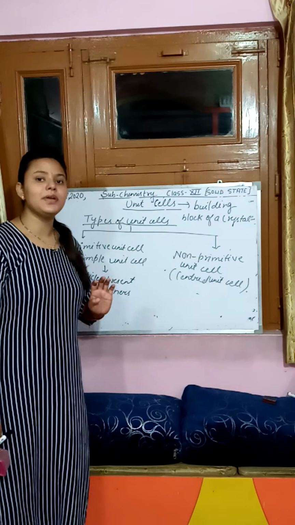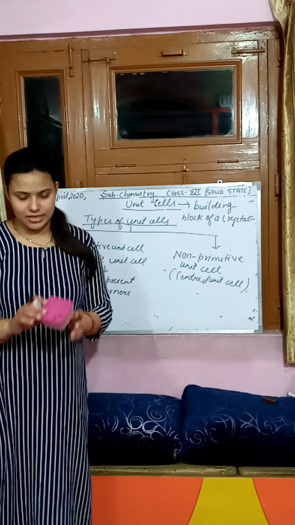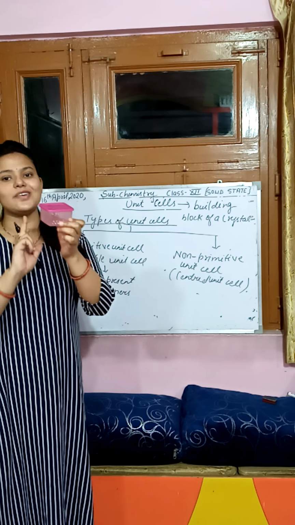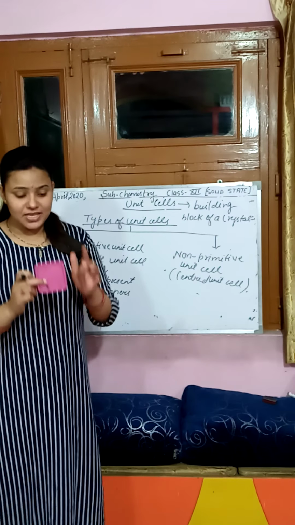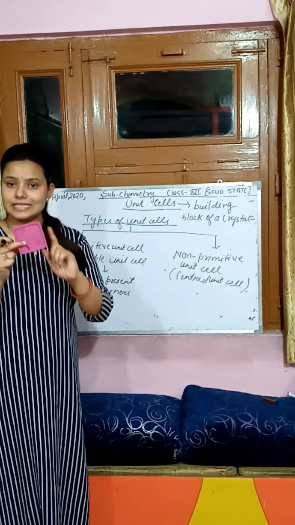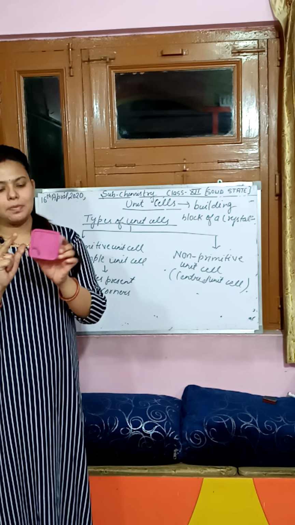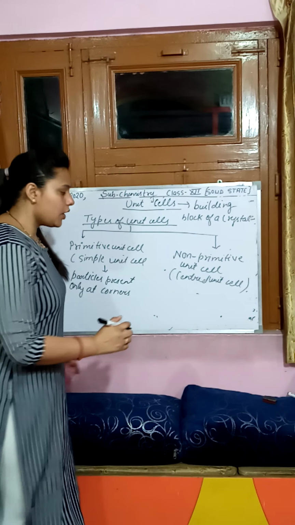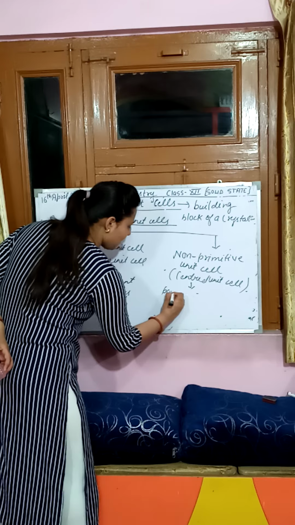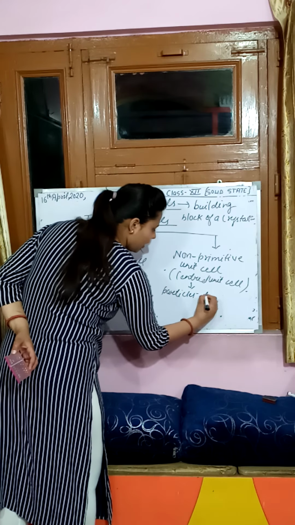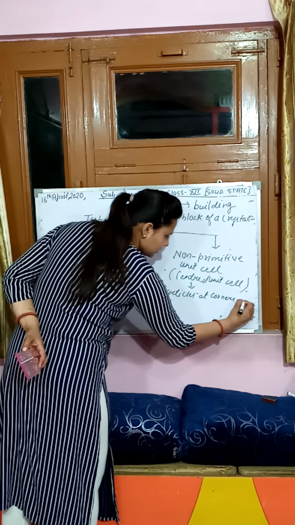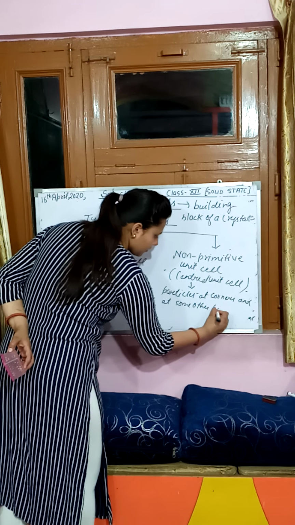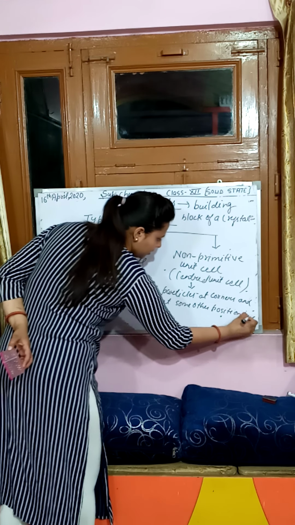Now, what do you mean by non-primitive unit cell? Non-primitive unit cell means particles are present at the corners and also somewhere else in the unit cell. It means corners पर तो present है, इसके अलावा some particles may be present inside or somewhere else in the unit cell. These are known as non-primitive unit cells. We can write it as particles at corners and at some other position in the unit cell.